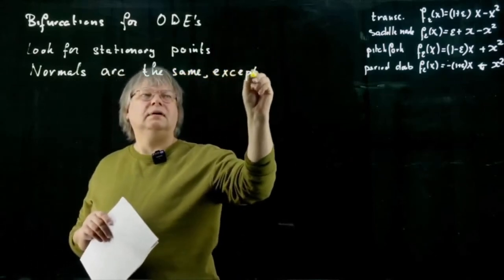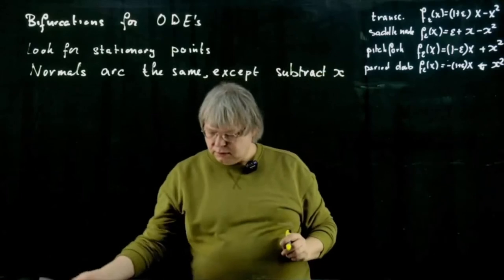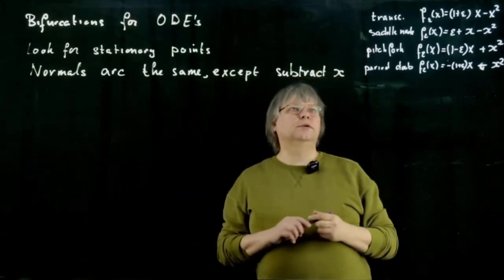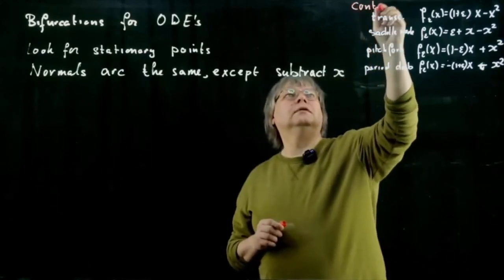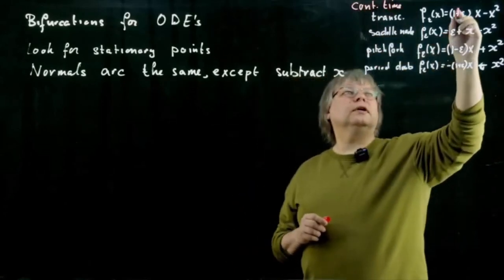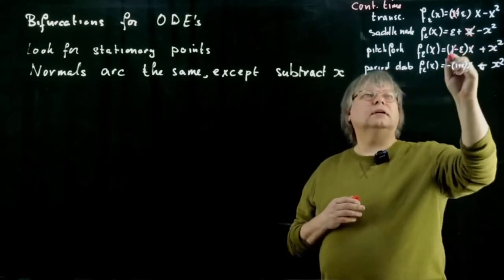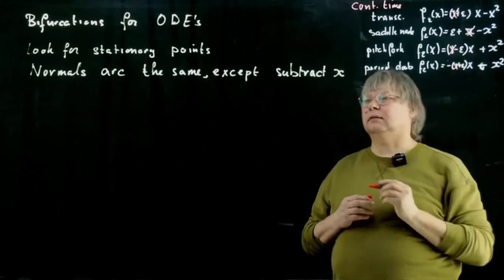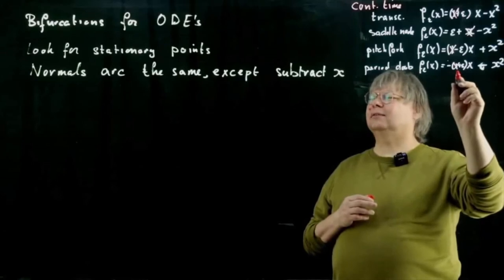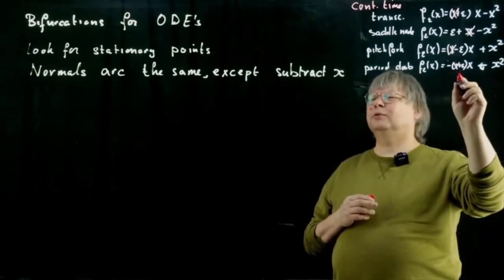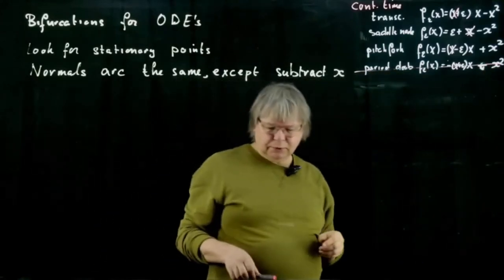Except I want to subtract x. And now it's good that I had this normal form still here. So for continuous time, the normal forms will look like this. I take away an x, I take away an x, I take away an x, and I take away an x. Well, this is not taking away an x. I'm going to do it more rigorously. I just take away the whole bifurcation, because a period doubling bifurcation for ODEs makes no sense.